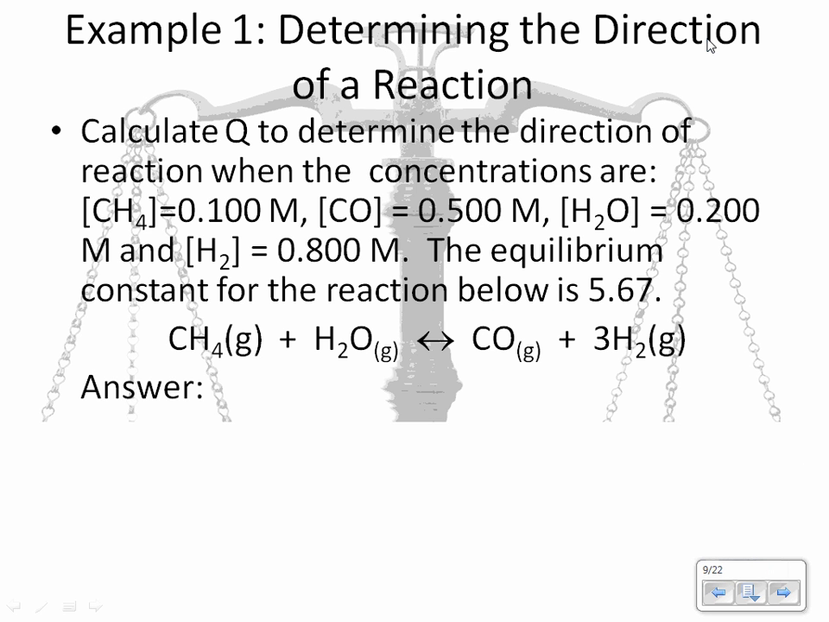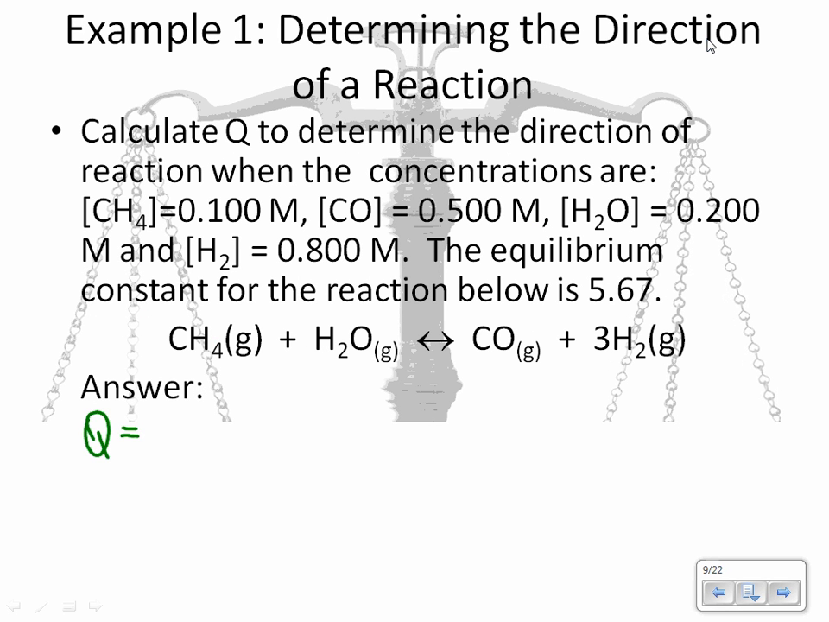All right, let's go through an actual example with some real calculations instead of me just giving you a pile of numbers. Calculate Q to determine the direction of a reaction when the concentrations starting off are as follows. I'll let you read through those numbers. I've given you the equilibrium constant for the reaction as 5.67. So I give you initial concentrations and a value for KEQ. You have to calculate Q.